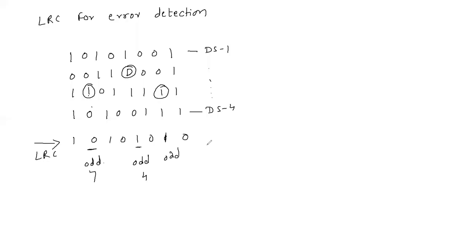LRC for error detection: when the data is received at the receiver, the columns are checked for odd or even number of bits. Assuming these data streams are affected by a burst error of length 8, some of the bits are in error. From right to left, the second column has an odd number of ones, the fourth column has an odd number of ones, and column number 7 has an odd number of ones. That means some error has occurred in the corresponding columns.